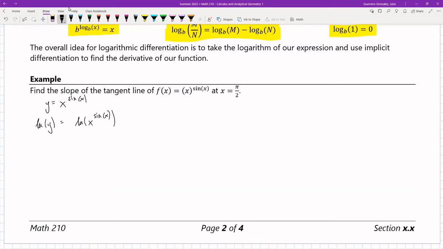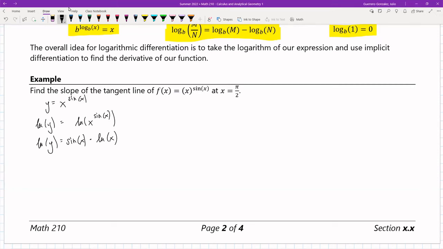Now, on the right-hand side, I have something to an exponent inside of a logarithm. That's where we're going to use that product, that power rule from logarithms. So I'm going to rewrite this as ln of y is equal to sine of x times ln of x. You guys see how useful that became there, right?